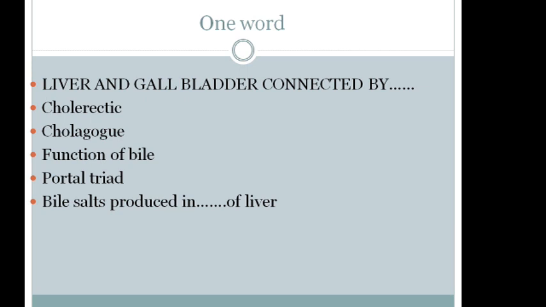Function of bile. What is the function of bile? Emulsification, stimulate the secretion of bile in the duodenum. What? Emulsification of fat, digestion, absorption of fat. Everyone is answering other than emulsification. What are the roles? Digestion and absorption of fat, lubrication, laxative, choleretic, cholagogue. Very good. Okay.